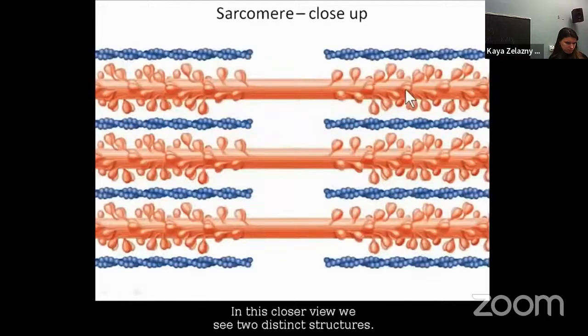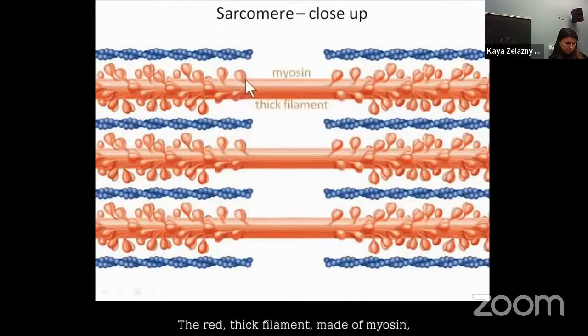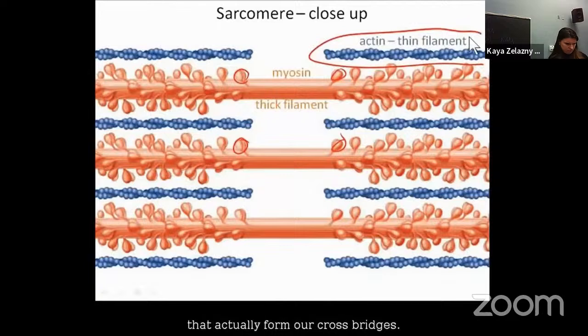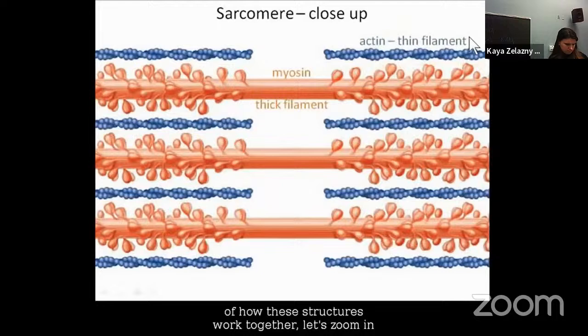In this closer view, we see two distinct structures. The thick filament, made of myosin, and one block shade. We also see the thin filament. These two filaments actually form... Before we look at how these structures work together, let's zoom in.